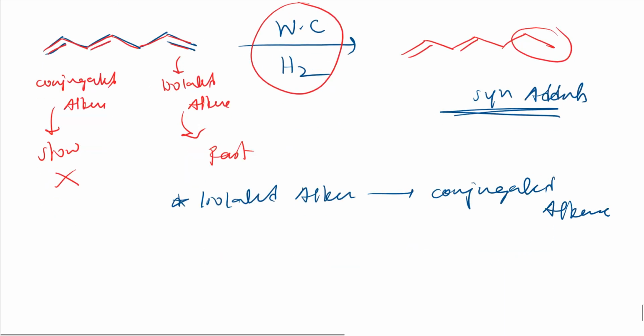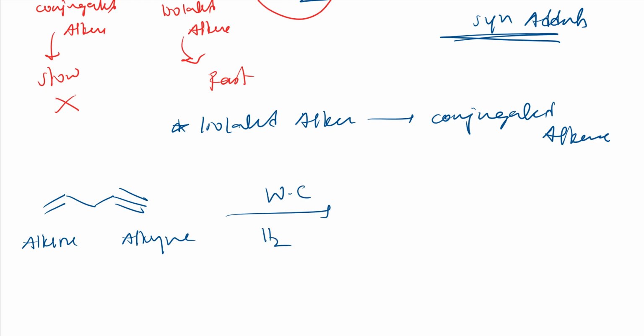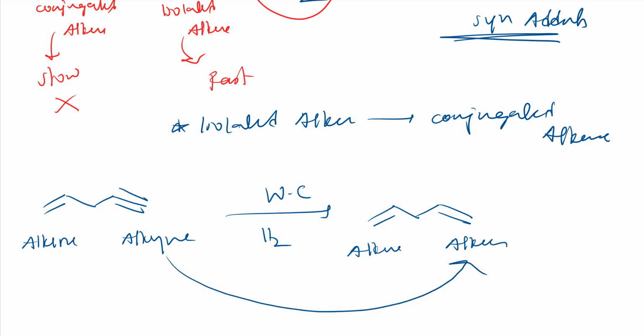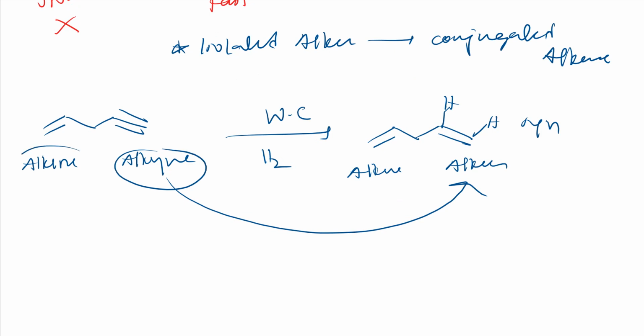And the fourth thing, this I have explained, but still I will explain. So this is alkyne, this is alkene, this is alkene, and this is my alkyne. If I add this Wilkinson catalyst in presence of hydrogen, you will see that this alkyne is reduced very easily to alkene. This is now alkene and this is also alkene. So you saw that this alkyne is reduced to alkene, right? Two hydrogens added, syn addition only. So the reactivity of alkyne will be more than alkene, right? These are the 4 points.